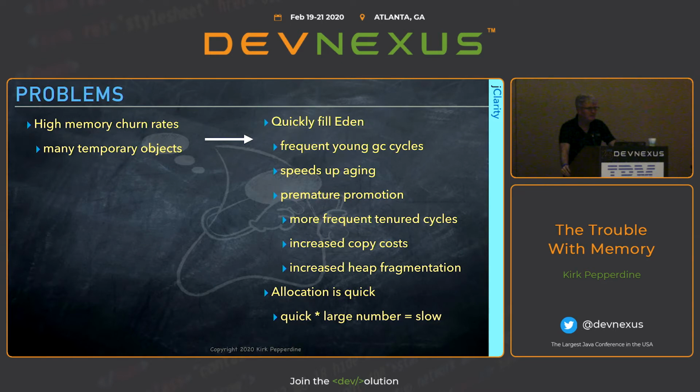We tend to fragment the heap at a quicker rate, meaning that we need to deal with defragging in some cases quite a bit more. So you can see the list of problems goes on and on. And I think the last point is that allocation is fairly quick inside the JVM, but quick times a large number still takes a long time, right? Just simple math.